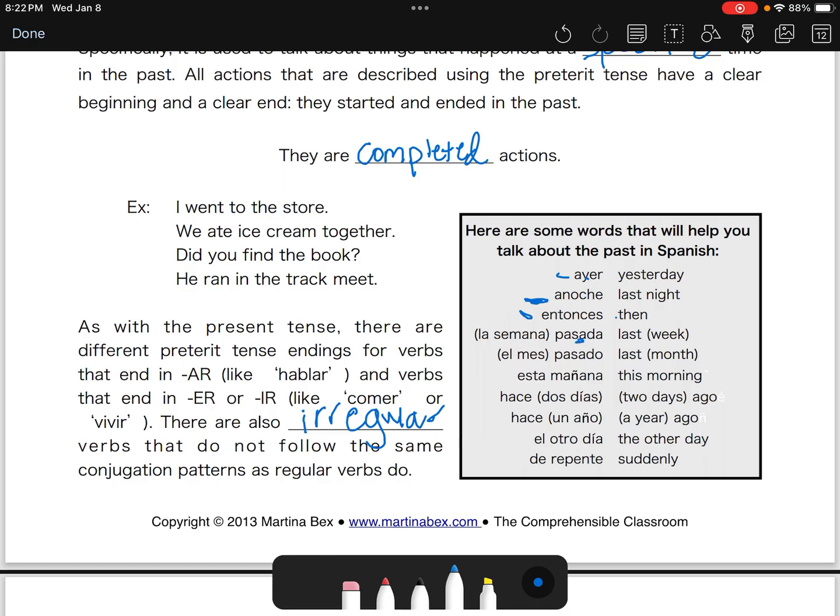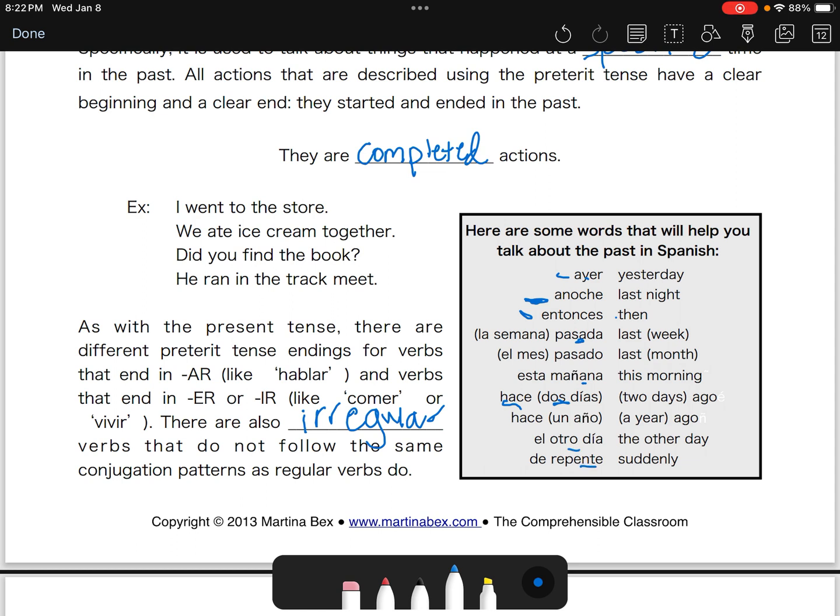Pasada is the last part of that. El mes pasado, last month. Esta mañana, this morning. Hace, and then what your time frame is. So hace is the way to say ago in Spanish. So hace dos días, 2 days ago. Hace un año, a year ago. El otro día, the other day.